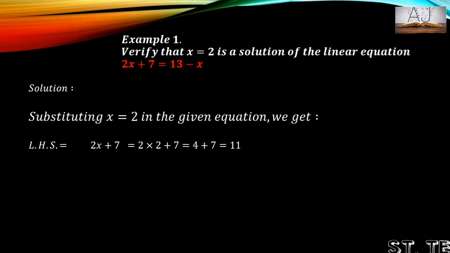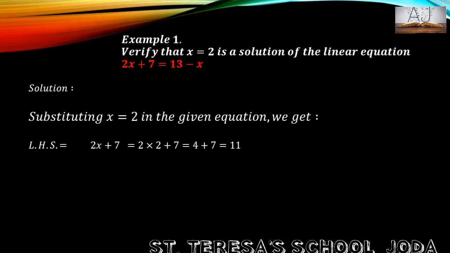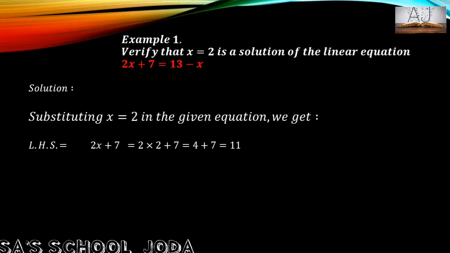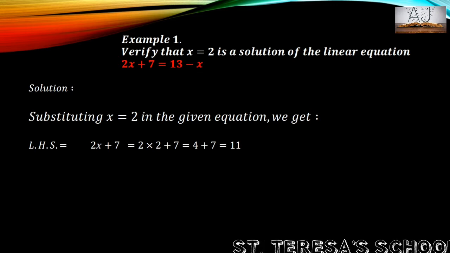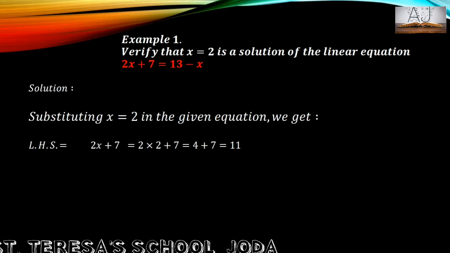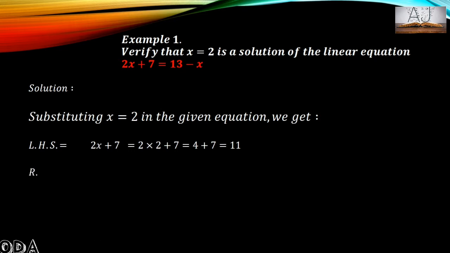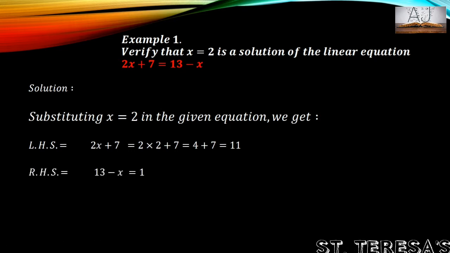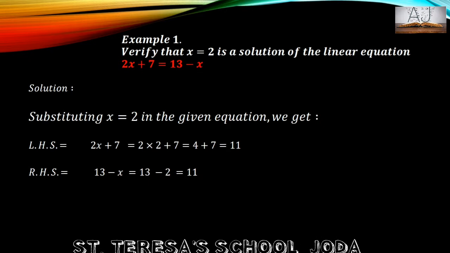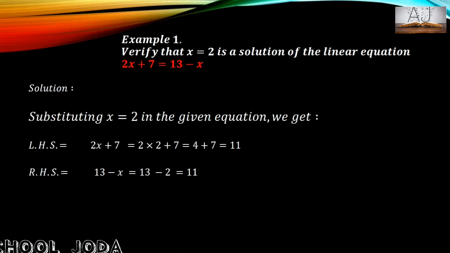What about in the right hand side? In the right hand side of the equation we have 13 minus x. Again let us substitute the value of x in the right hand side as well and let us see. If it comes equal, then we can say that it is a solution. So 13 minus x means 13 minus 2. That is 11. Yes. In both the cases it's coming 11.